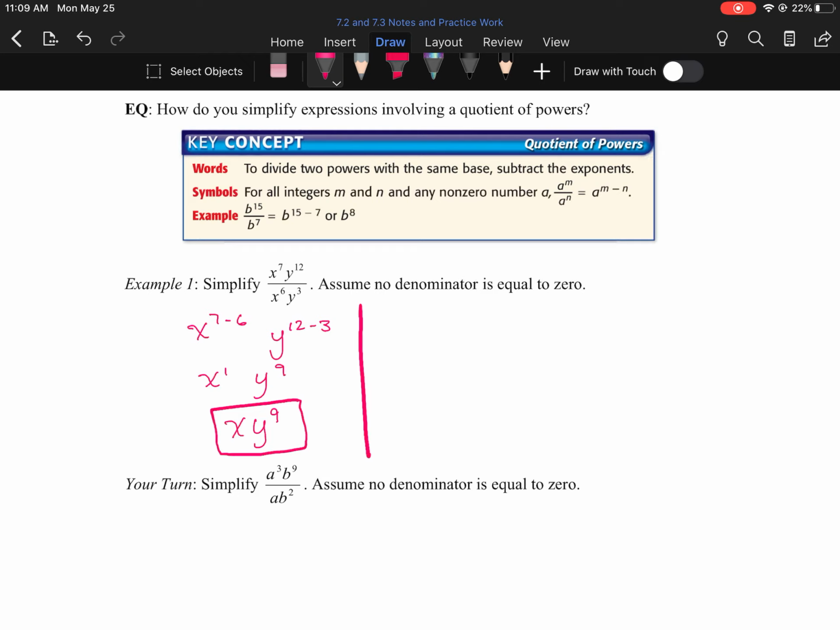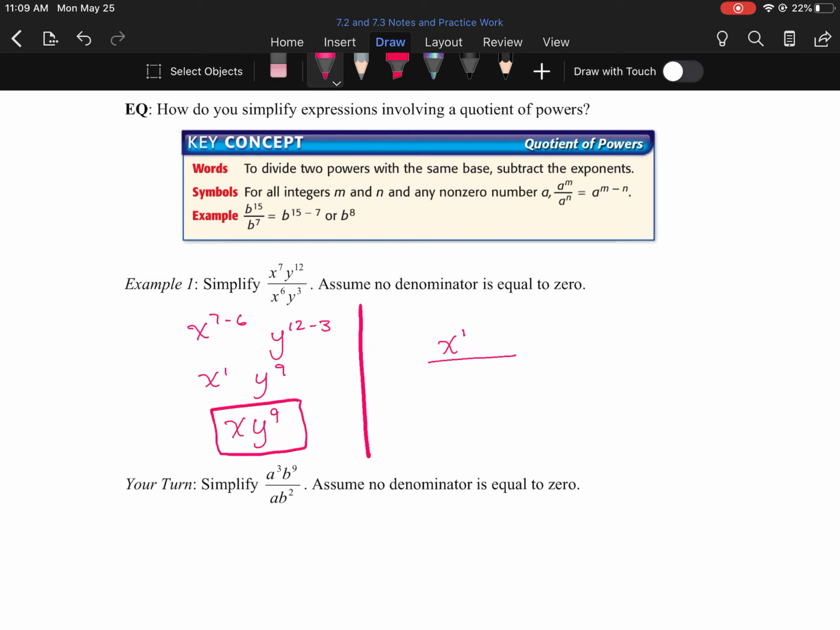Now, here's how I like to think about it more logically. If I have x to the 7th over x to the 6th, where do I have more x's? I have more up top, so I write my x up top. And then, how many more did I have up top? Well, I had one more up top.